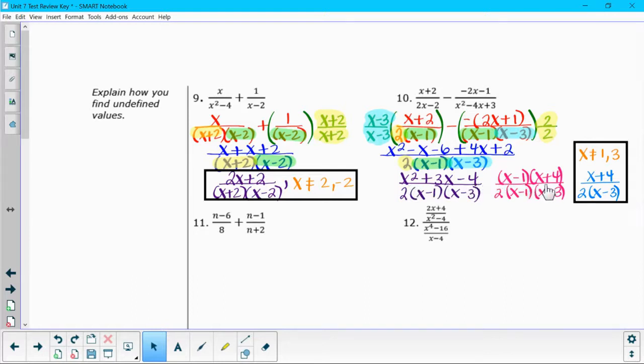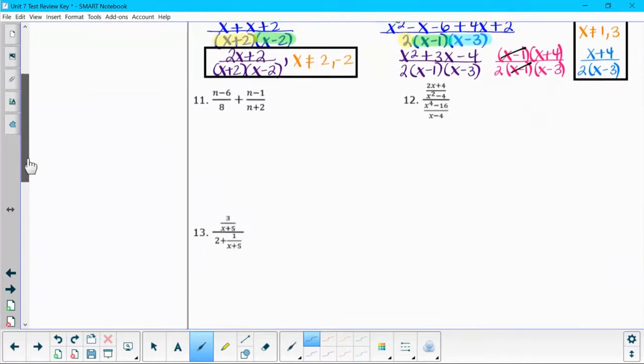That does happen to factor to be x minus 1 times x plus 4. And this is one of those problems where I do have something that cancels out. These x minus 1s go away, leaving me with x plus 4 over 2 times x minus 3. I do have two undefined values, positive 1 and positive 3.